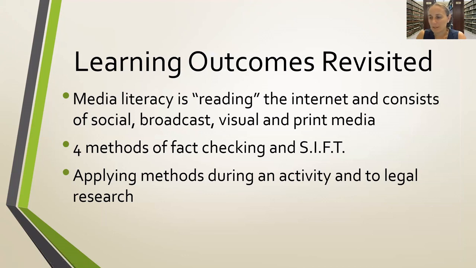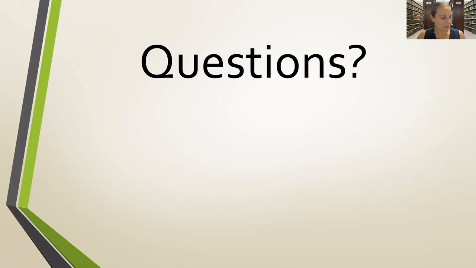So to revisit what we've learned, media literacy is reading the media like the internet, Facebook, magazines, and photographs. We've learned about the 4 methods of fact-checking, which are checking for previous work, finding the original source, reading laterally, and circling back. And then we also discussed the SIFT method, which is stop, investigate, find better coverage, and trace claims, quotes, and media back to the original text. We applied what we learned during an activity, using those methods with legal research for case law. So this is what we've learned today. Do we have any questions?